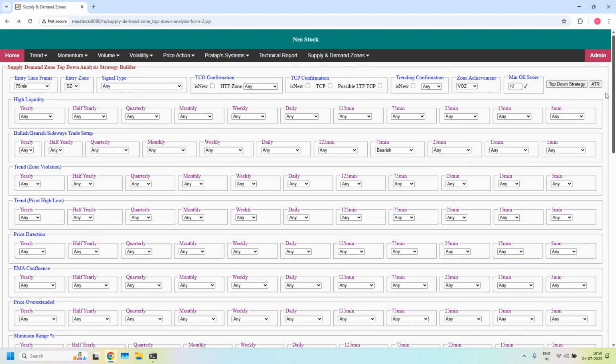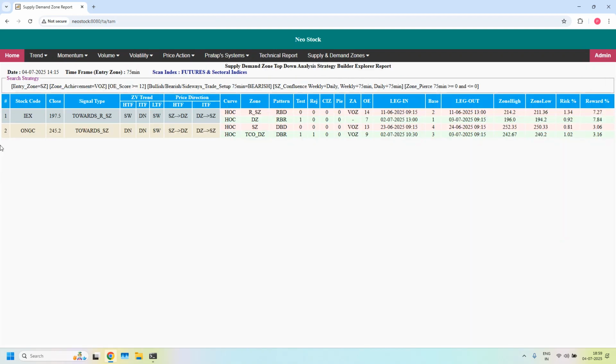With all the 3 filters, we got two stocks. So in these two stocks, these 75-minute supply zones overlapped with weekly supply zone, both together again overlapped with, 75-minute supply zone overlapped with daily, both together overlapped with weekly supply zone. But weekly trend is down in only one stock.